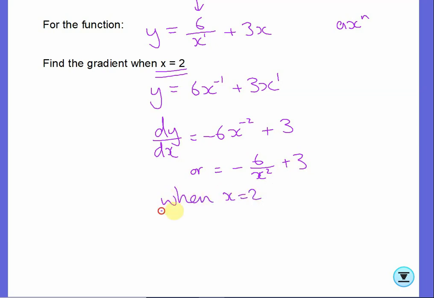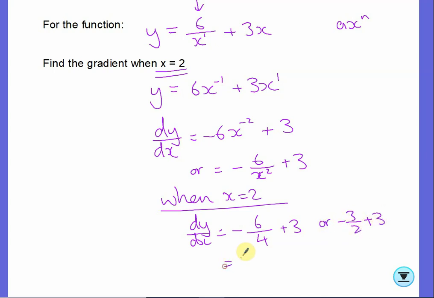When x is 2, dy by dx is equal to minus 6 over 2 squared, which is 4, plus 3. Well, that's the same as minus 3 over 2 plus 3, or 3 take away 1.5, we end up with 1.5.